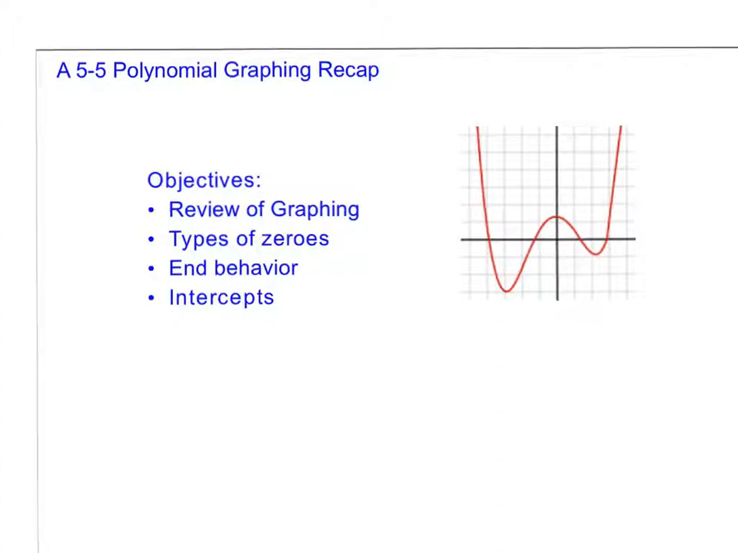This is on polynomial graphing. It's a recap of some of the things we've done in class. We're going to review graphing, we're going to talk about the types of zeros, the end behavior of polynomial graphs, and the intercepts.